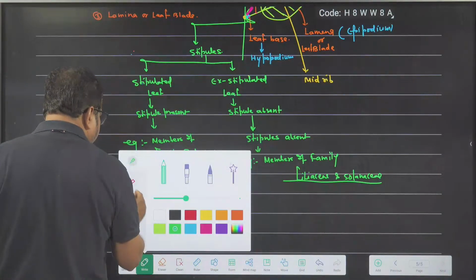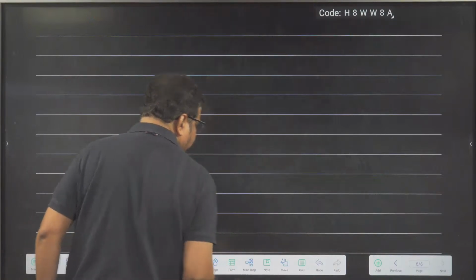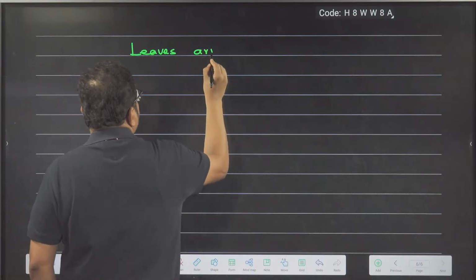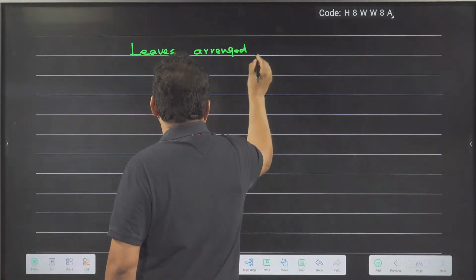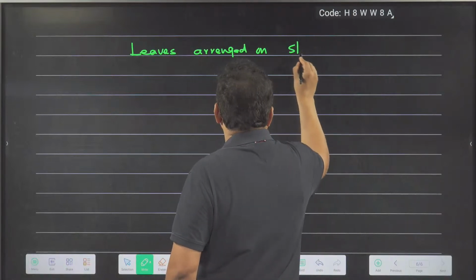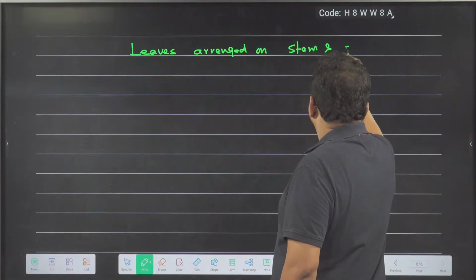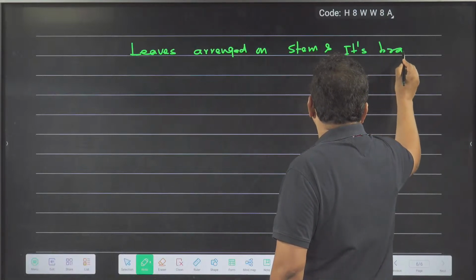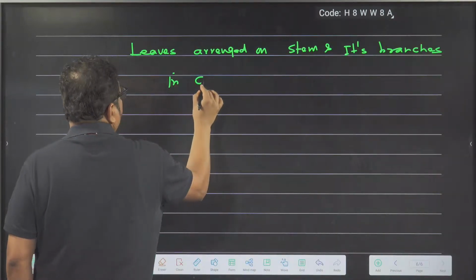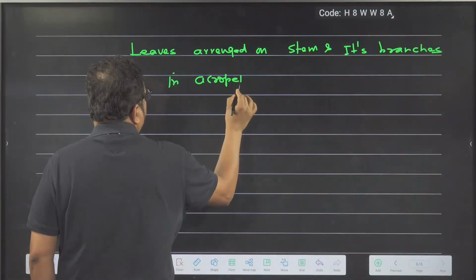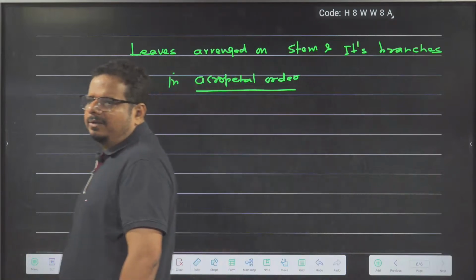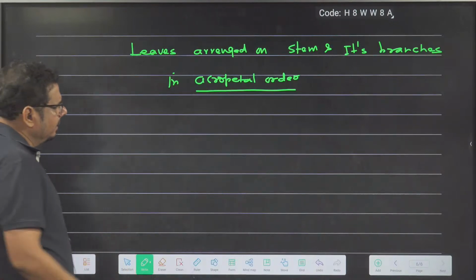Leaves are arranged on the stem and its branches in acropetal order. Getting the idea or not? What is this acropetal order? What is the meaning of it?